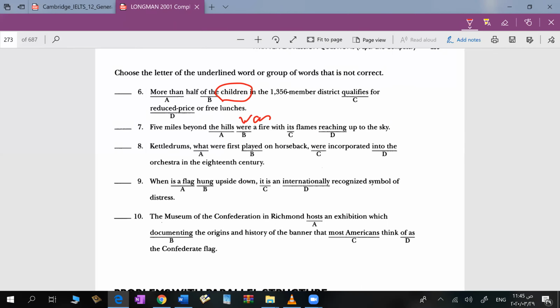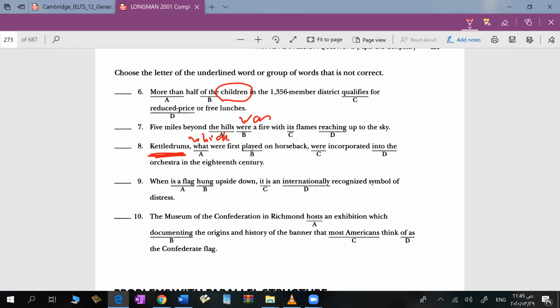Okay: "Kettle drums, what were first played on horseback, were incorporated into the orchestra in the 18th century." A, "what"? It should have been "which." B, "who"? No, kettle drums are inanimate. "Which," not "who." Inanimate.